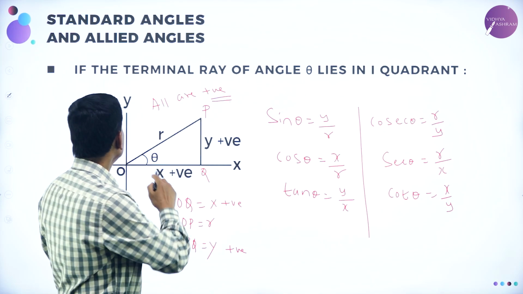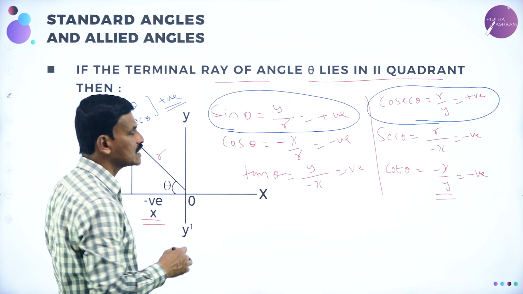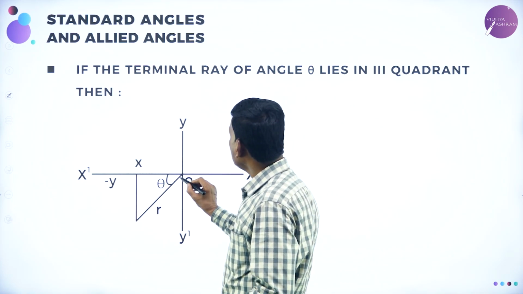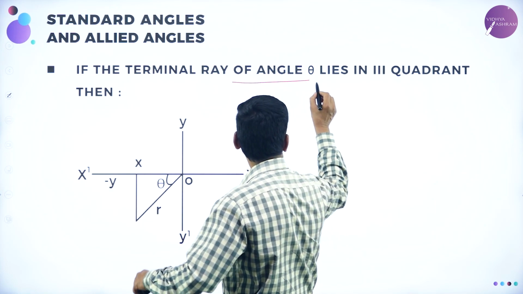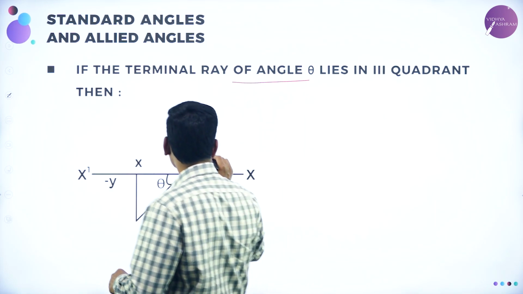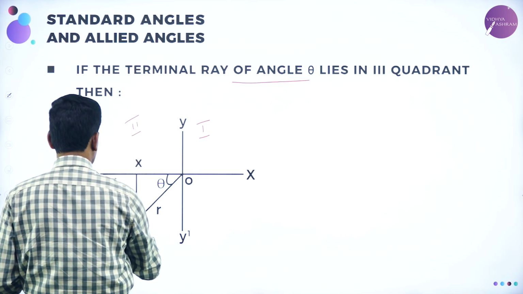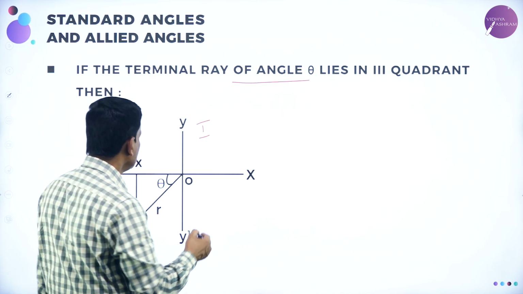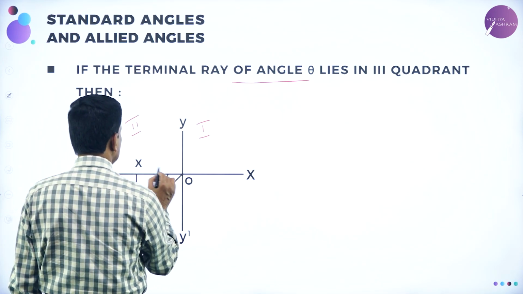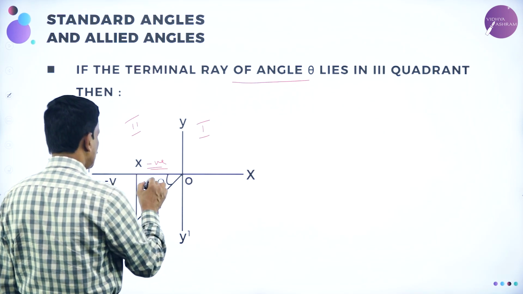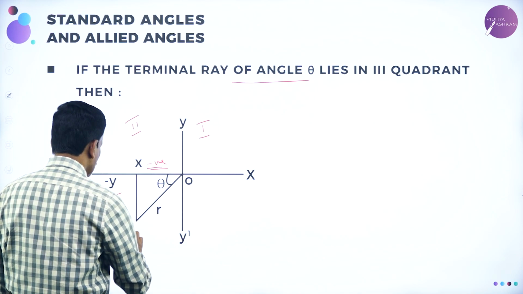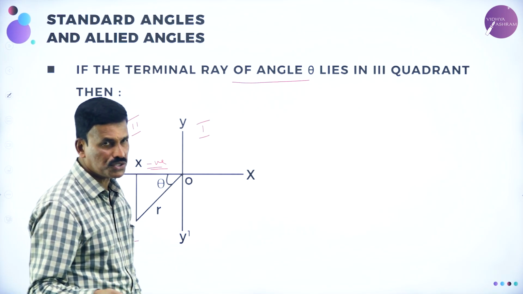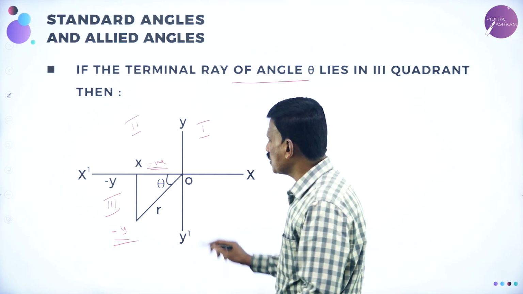So, in the first quadrant, all are positive. In the second quadrant, sin theta and cosecant theta are positive. Now, move on to the third one. If the terminal ray of an angle theta lies in the third quadrant. So, this is first quadrant, second quadrant, and third quadrant. So, if the terminal ray r lies in the third quadrant, then OX is the x-axis, x is negative, and on the y-axis, y is also negative. So, negative x-axis, negative y-axis, as usual r is positive. So, x is negative, y is negative, r is positive.